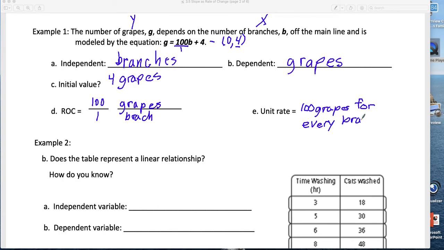So one more time. Y's always go on top, and our Y's were grapes. It's right here. Y's were grapes. X's always go on the bottom. Our X's were branches. Branches right there. So here's my 100 grapes. Where did I get the 100? Right there. 100 grapes over 1 branch, that doesn't have an N in it. Can't spell either. And that gives me a unit rate, because I want this for 1 branch, which it already is, of 100 grapes for every branch. Let's go on to example 2.